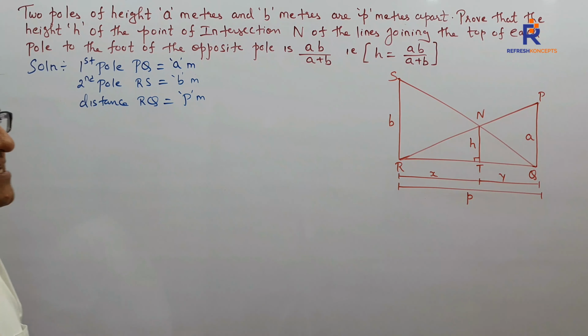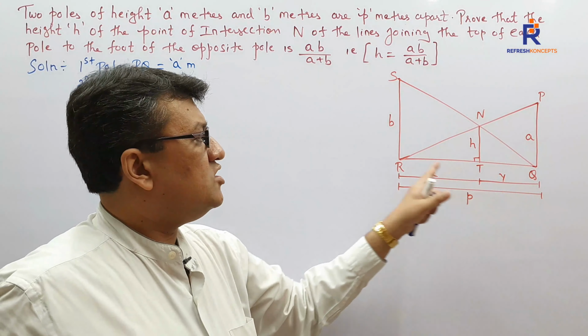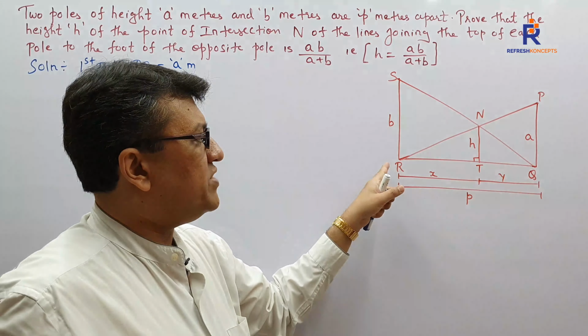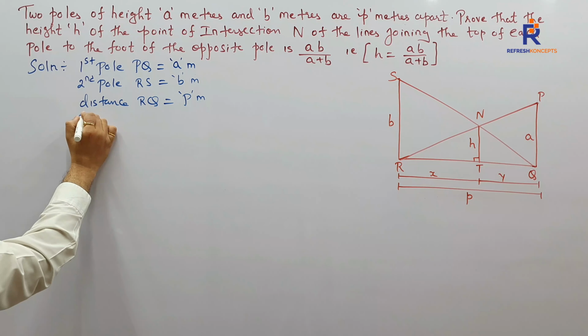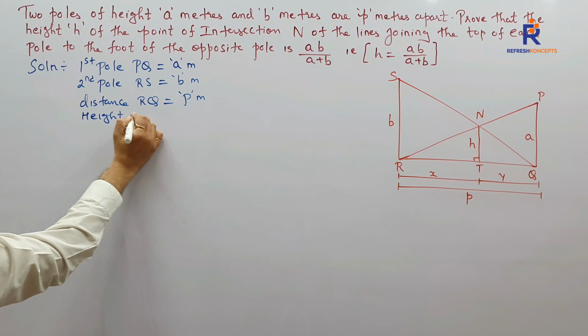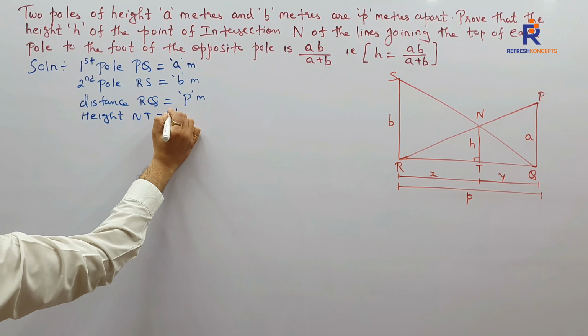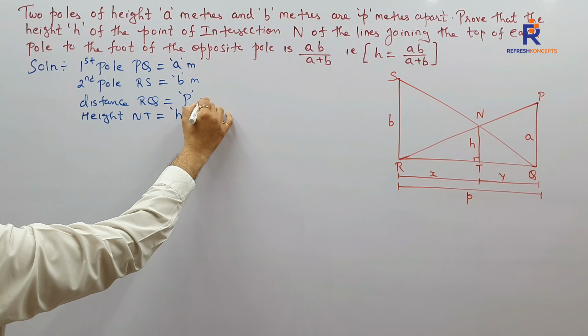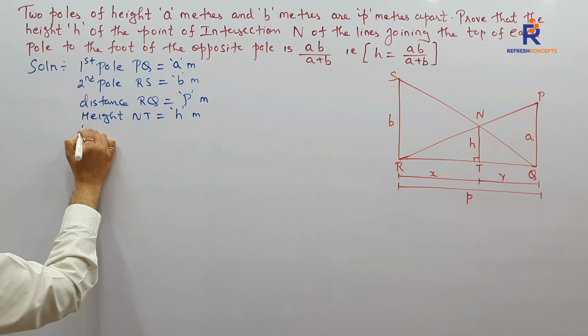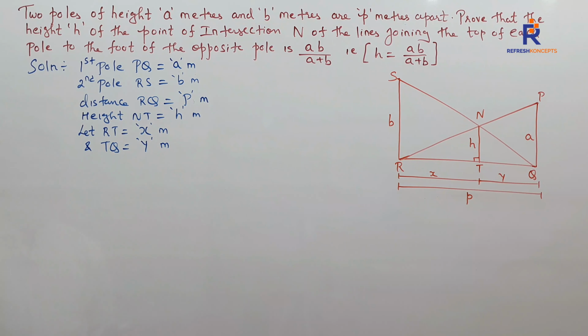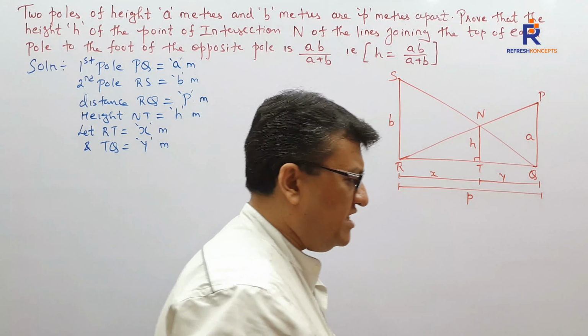Now, something from our side: we have taken x and y in the diagram. So we are saying let RT be x, TQ be y. But prior to that, what is the height? Height NT is equal to h meters. We say let RT equal x meters and TQ equal y meters.